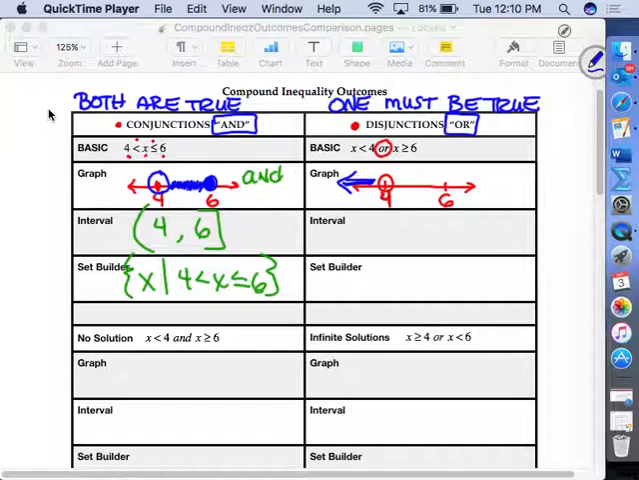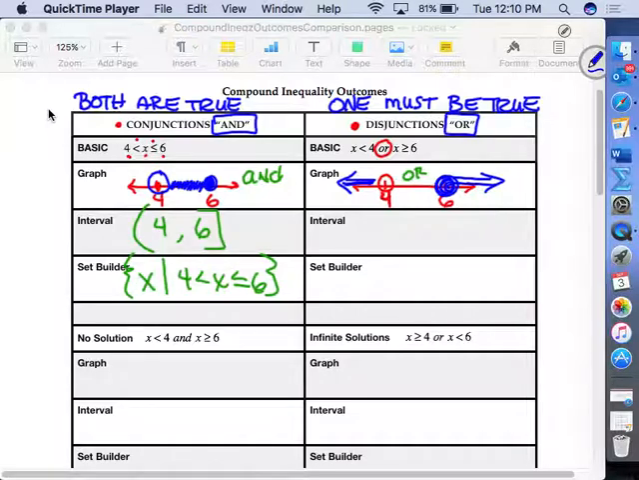Coming to the other side, the or, this is my broken or graph. I'm looking for all of the numbers that are greater than 6, including 6. So here I have the solid circle shading in the direction of positive infinity. So these are your two basic cases.